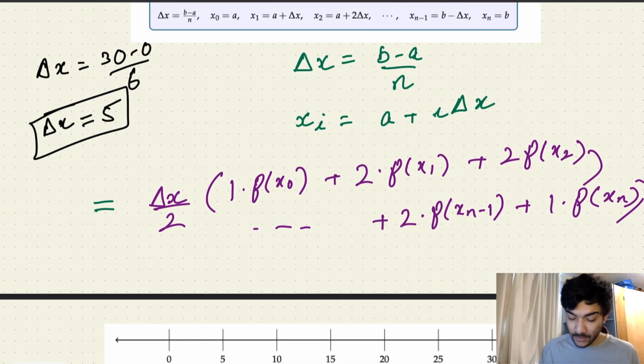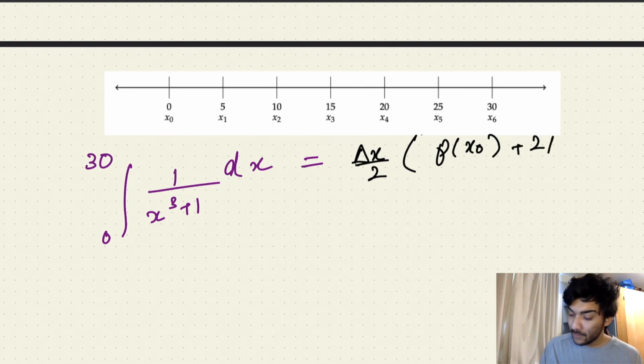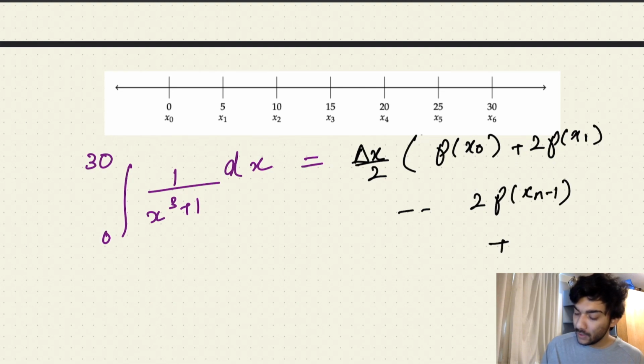We know that delta x is 5, and for the trapezoidal rule formula we do delta x by 2, and then we have this pattern, right? We start from f of x0 plus 2 times f of x1 all the way to 2 times f of xn minus 1, plus the last one also has a coefficient of 1, right?